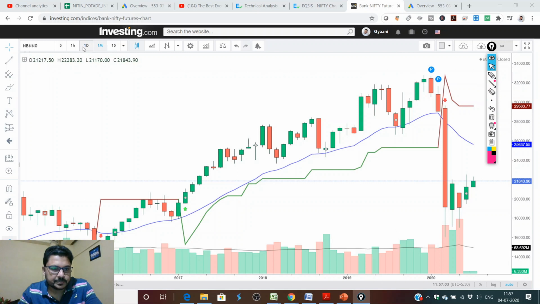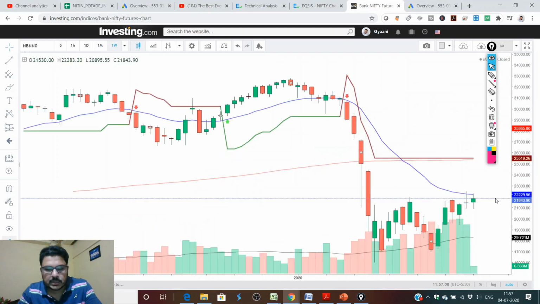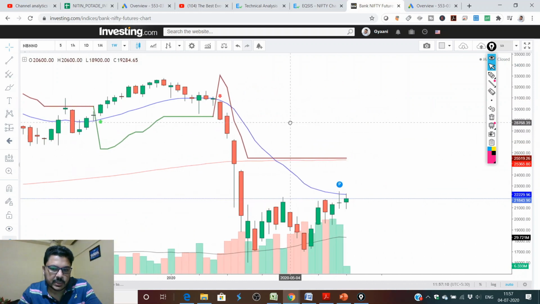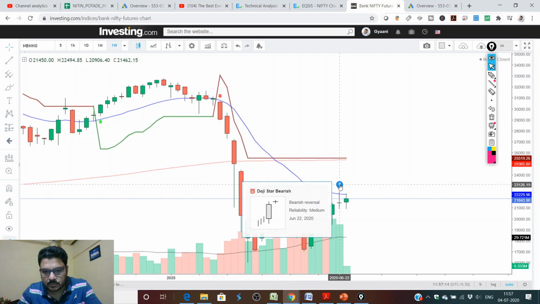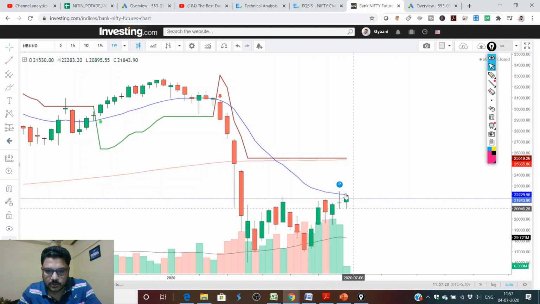So let's go to a weekly chart and see how is the week going to be for the next week. So as you can see, this is one reversal, bearish reversal, reliability medium. Even investing.com is giving you a signal that there is a reversal possible here, and this is the level where it has dropped, and this candle has not closed above this. So we have to wait and watch.